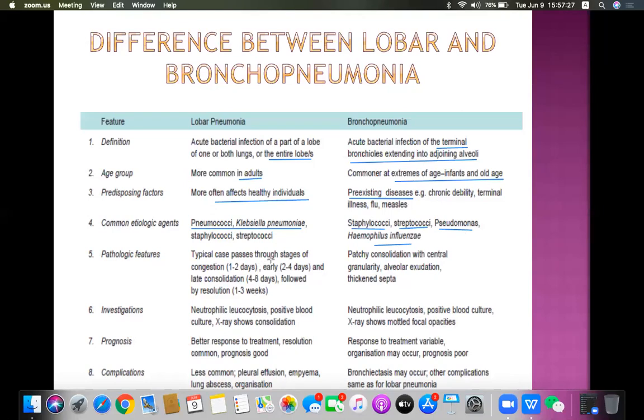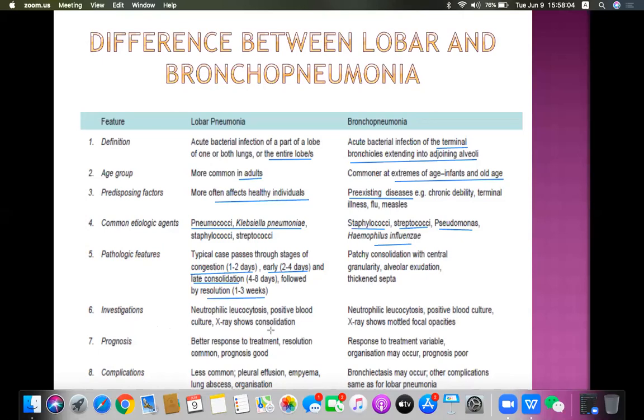Now all those morphological stages which we have just discussed: congestion in the beginning for 1 to 2 days, then red hepatization and gray hepatization, which is also known as early or late consolidation, followed by resolution. This is very typical only of lobar pneumonia. In bronchopneumonia, all these features are not seen like this. It doesn't follow this particular pattern.